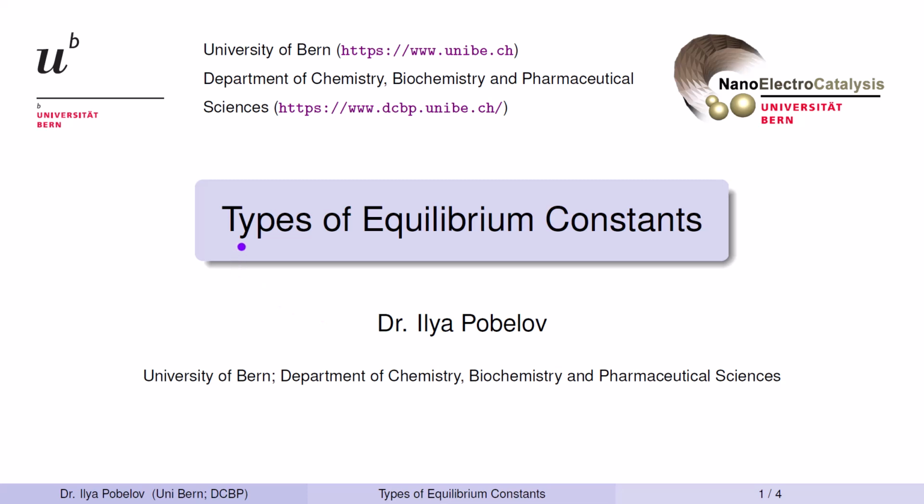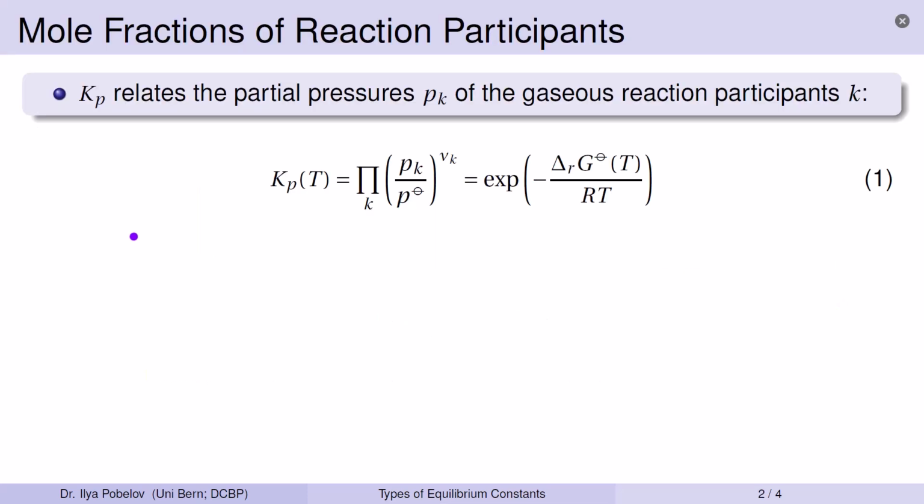In this module, we will talk about different types of equilibrium constants. In our previous discussion, we derived an expression for the equilibrium constant Kp, which relates the partial pressures of the gaseous reaction participants. For the purposes of this module, we will continue with the assumption that all gases behave ideally. The main goal of analyzing chemical equilibrium is to determine the composition of the reaction mixture, specifically in the gaseous phase when it is in equilibrium.